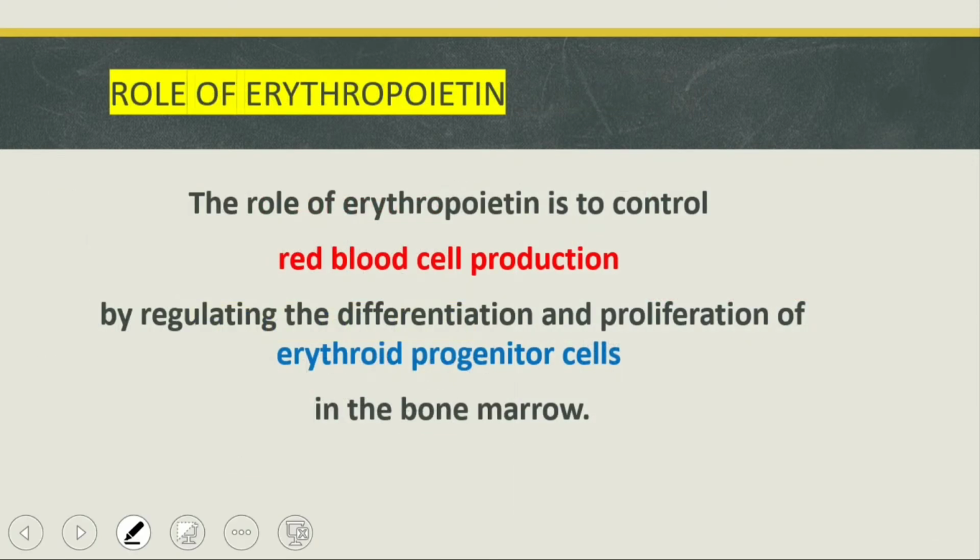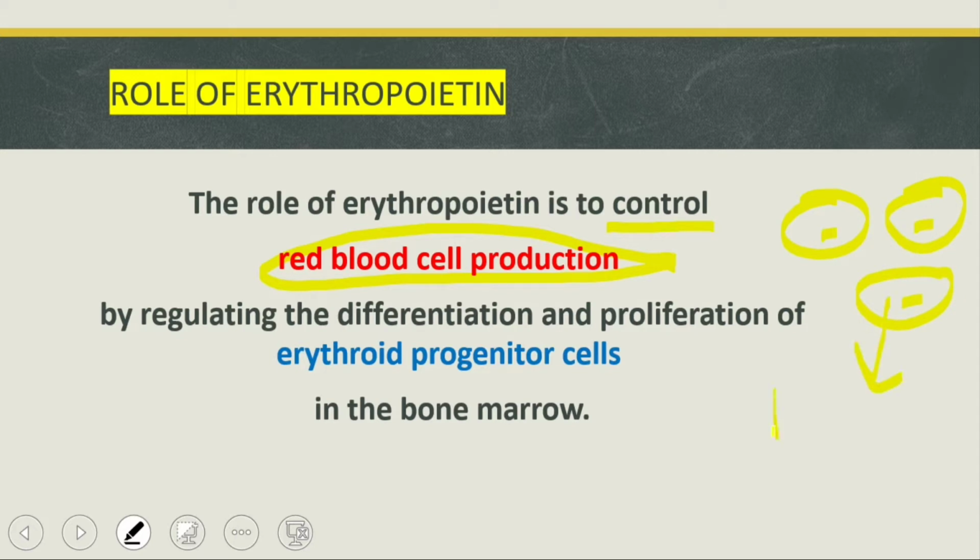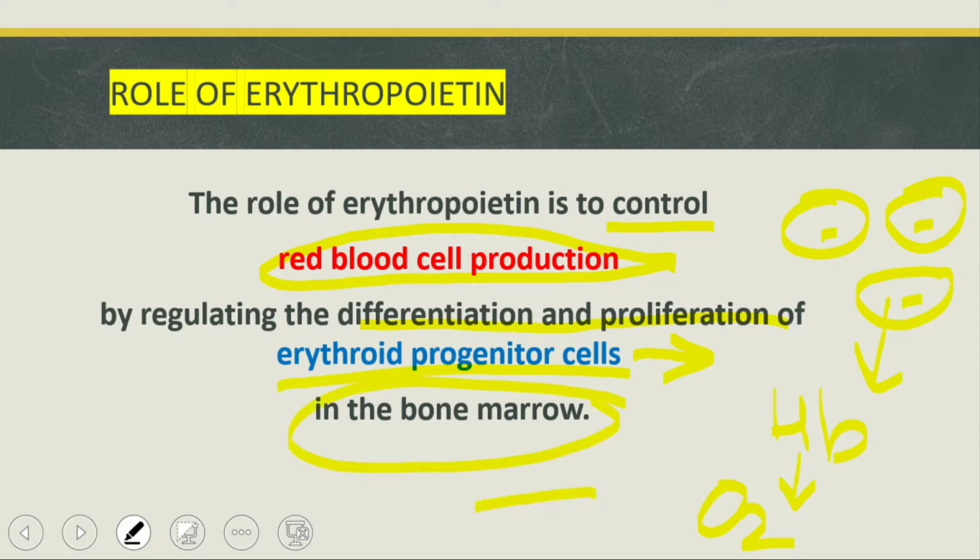Now, the role of erythropoietin. The role of erythropoietin is to control red blood cell production. There are red blood cells present in our body, and they consist of hemoglobin, and hemoglobin is the oxygen carrier. So their production is essential and is controlled by EPO. It does so by regulating the differentiation and proliferation of erythroid progenitor cells, meaning the cells that will later form the RBCs. So it acts on the baby cells, and later on they turn into mature RBCs. And all this process occurs in the bone marrow.